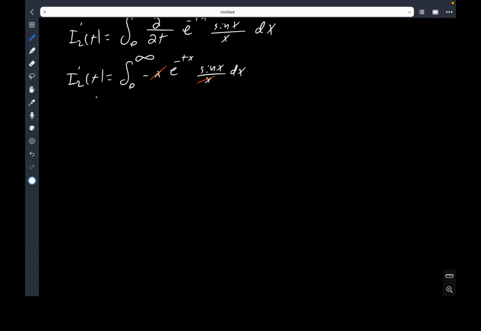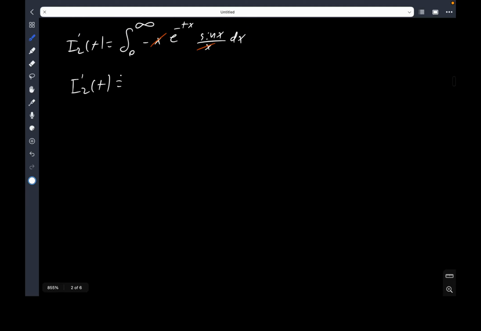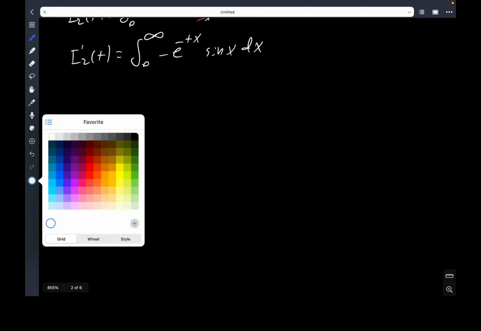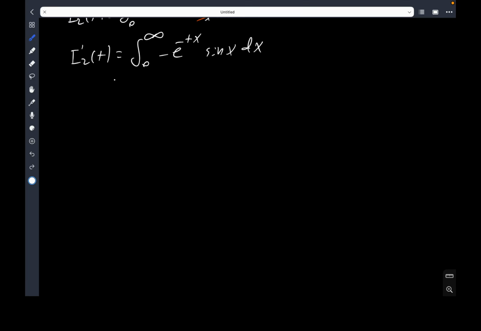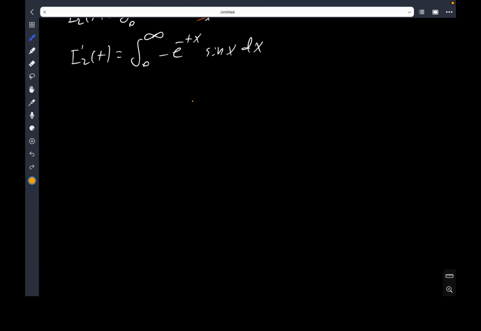I prime 2 of t is the integral from 0 to infinity of negative e to the negative tx sine x dx. Now what I can do here, this integral is actually solvable. I can use integration by parts, which is defined as the following. If I have u dv, this u dv is defined as uv minus v du.